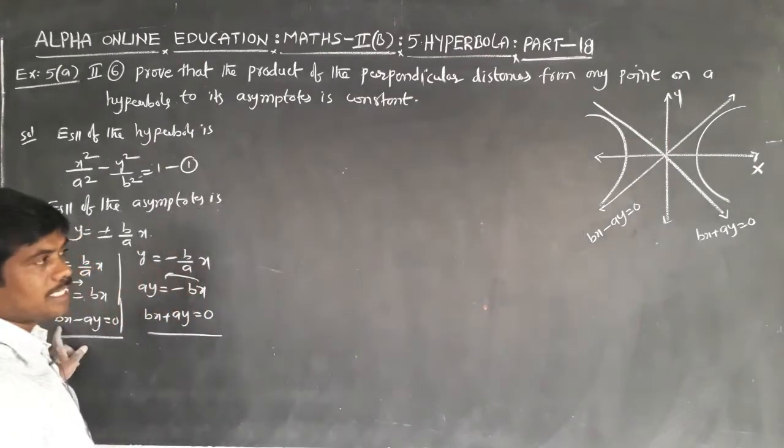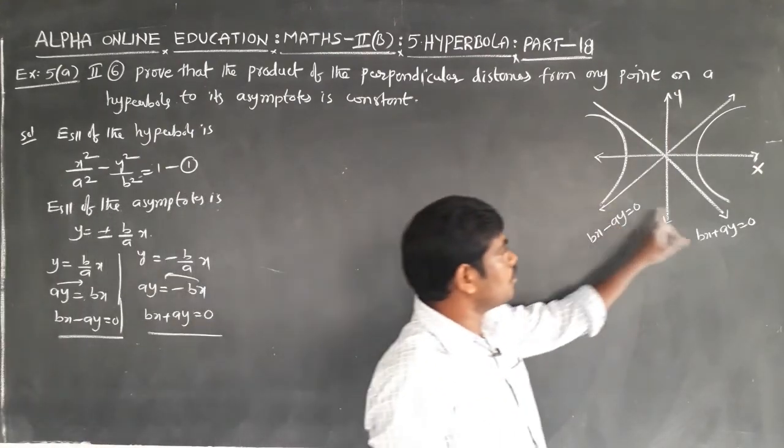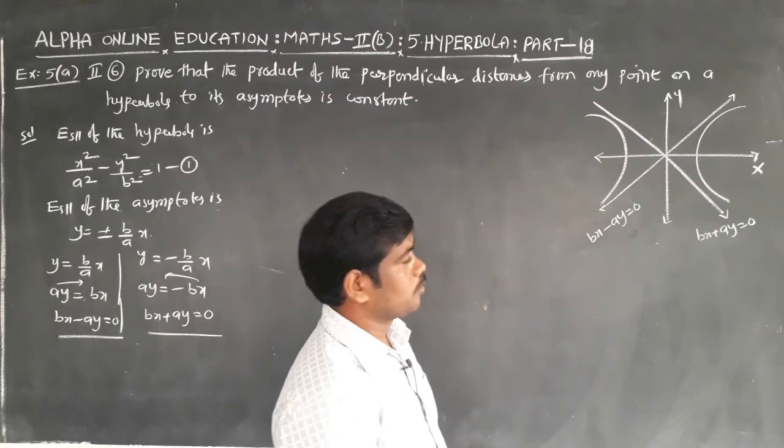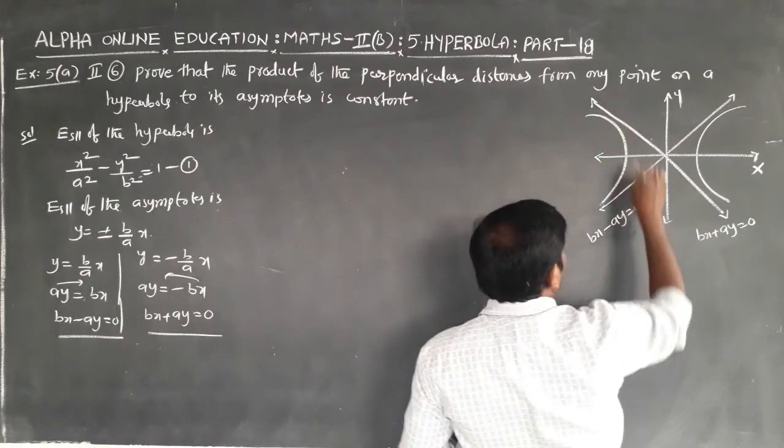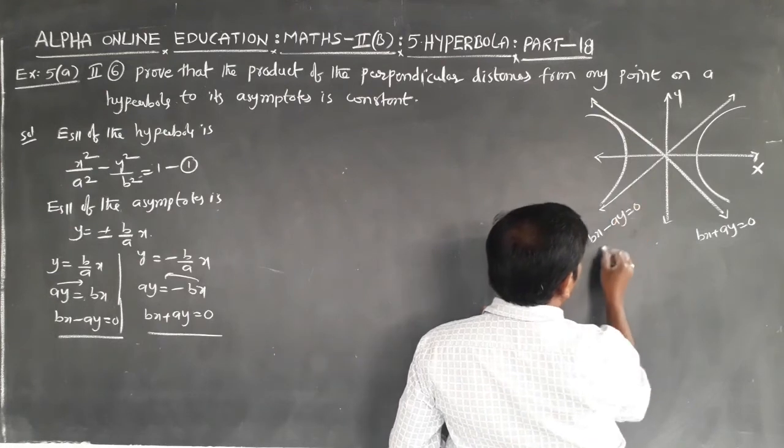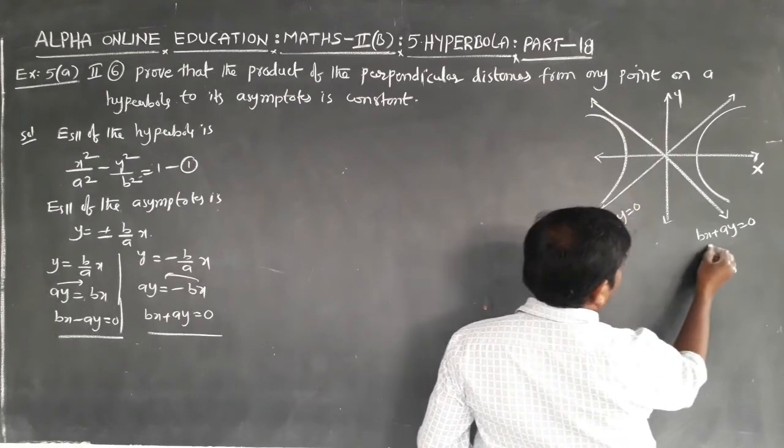First one is bx minus ay equal to 0. Second one is bx plus ay is equal to 0. Here these two are the equations of the asymptotes.